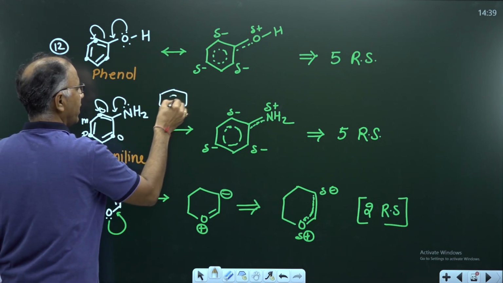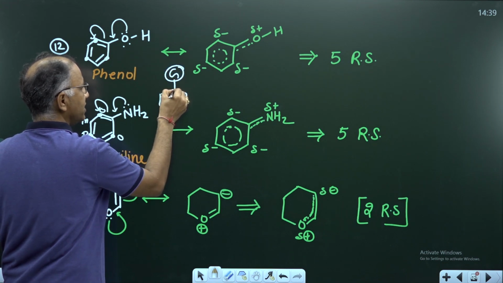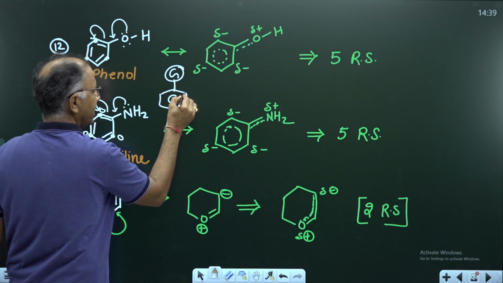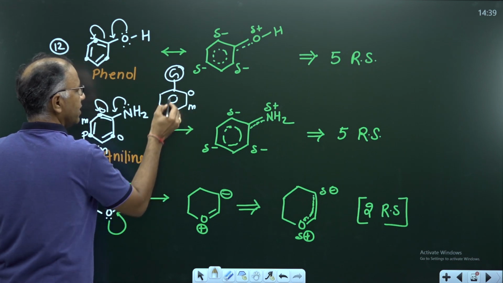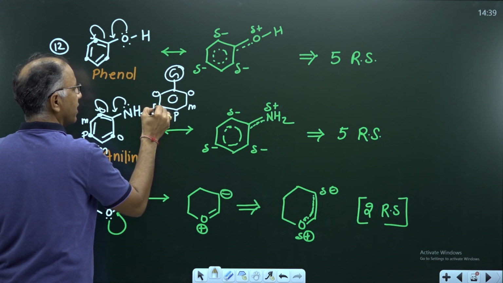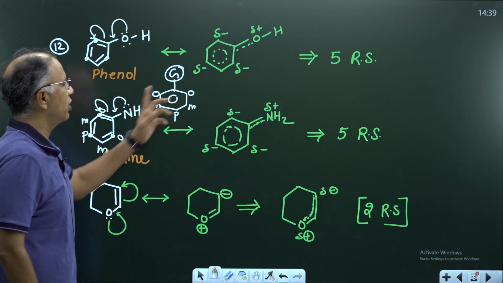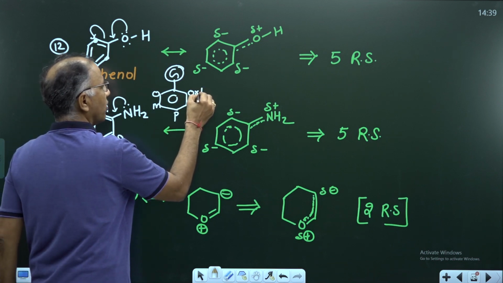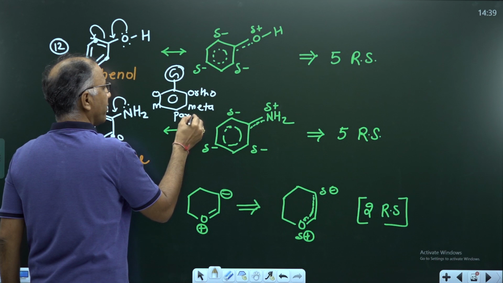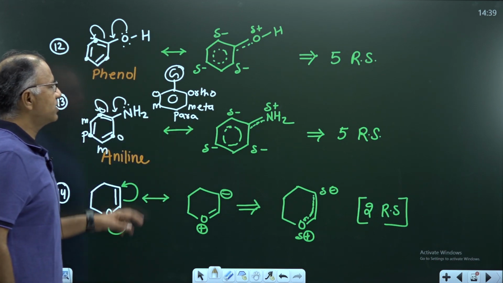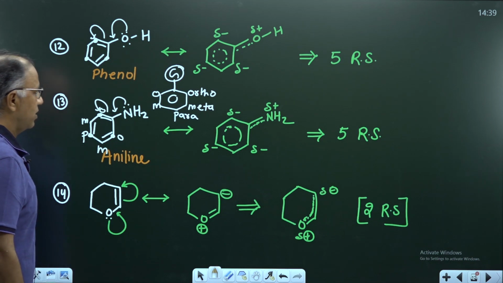What are the ortho, meta positions? They are with respect to any group. If a hydrogen of benzene is replaced by a group, the carbon adjacent to this group is known as the ortho position. Next is meta, next is para. Similarly, this is ortho, this is meta. In a mono-substituted phenyl ring, how many ortho positions are there? 2 ortho positions. O for ortho, M for meta, P for para. So in a mono-substituted phenyl ring, there will be 2 ortho, 2 meta and 1 para.